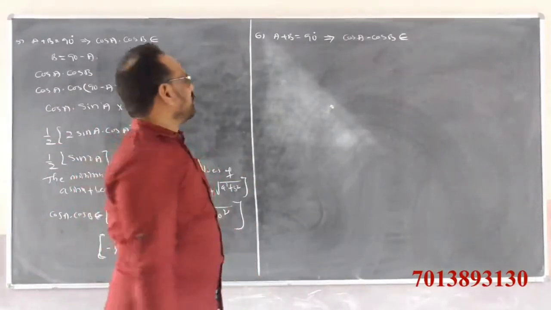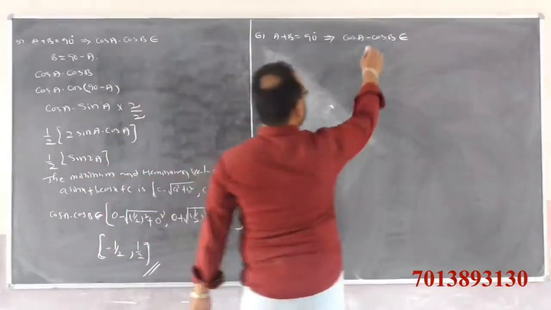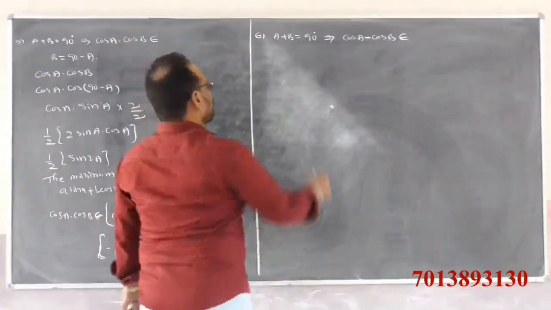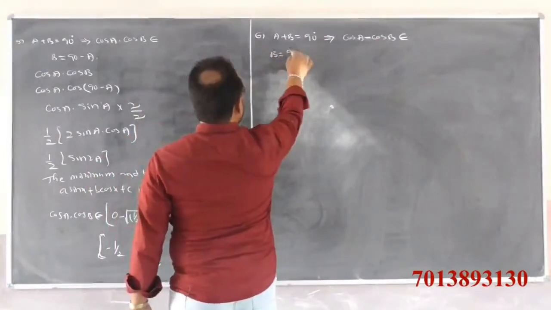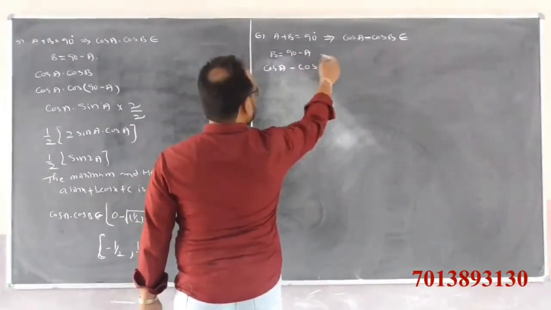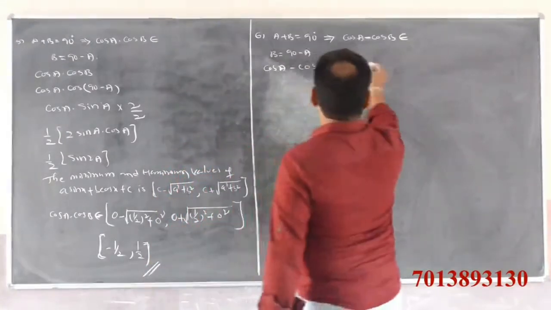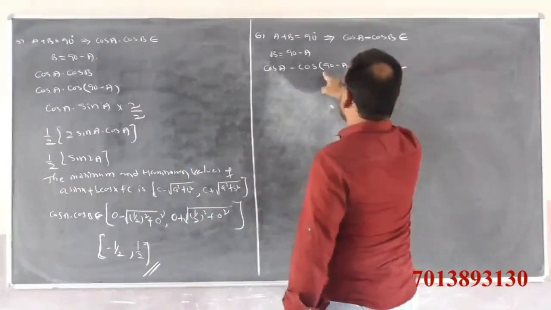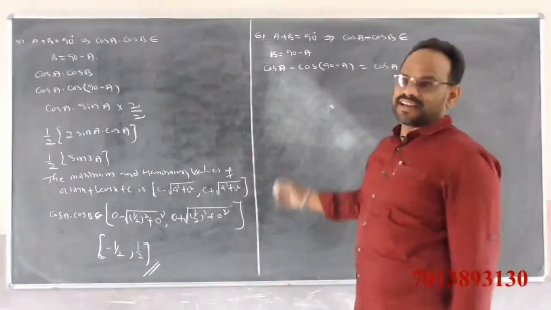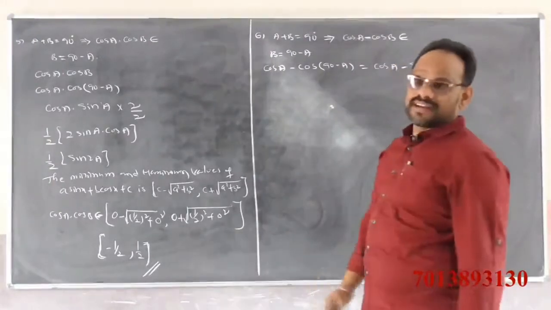Same, the sixth one. Observe here, if A plus B is equal to 90, then cos A minus cos B belongs to what? Observe here, B is equal to 90 minus A. Cos A minus cos B, where B can be written as 90 minus A, is equal to cos A minus cos(90 minus A). Already we discussed previously that cos(90 minus theta) is clearly sin theta. We get sin A.